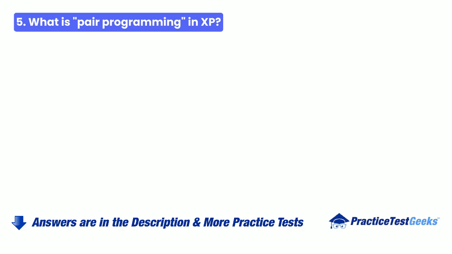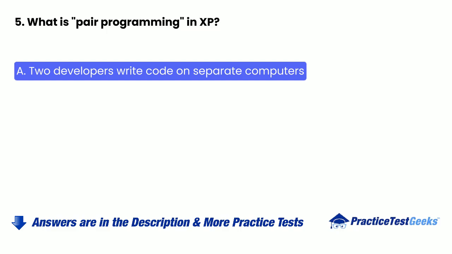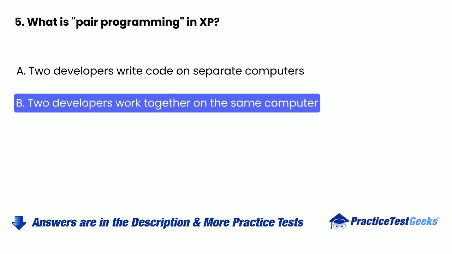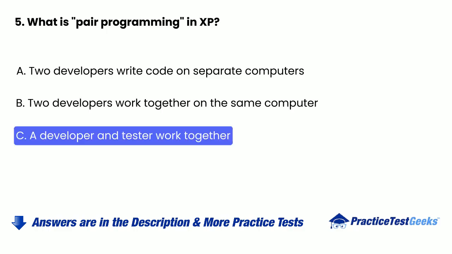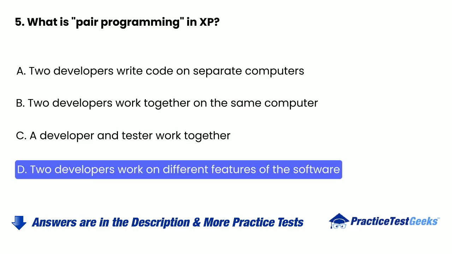Five. What is pair programming in XP? A. Two developers write code on separate computers. B. Two developers work together on the same computer. C. A developer and tester work together. D. Two developers work on different features of the software.